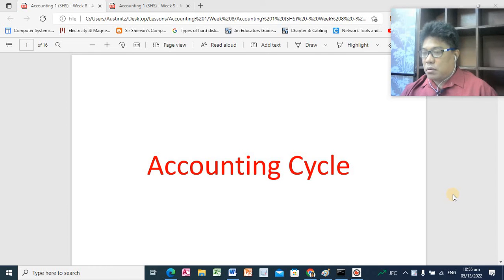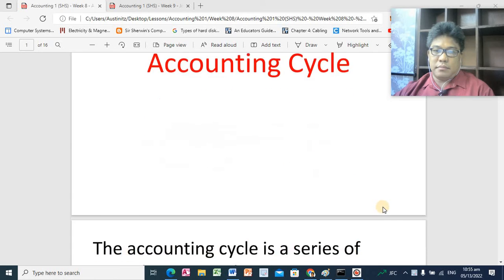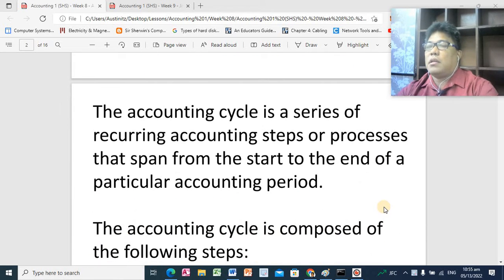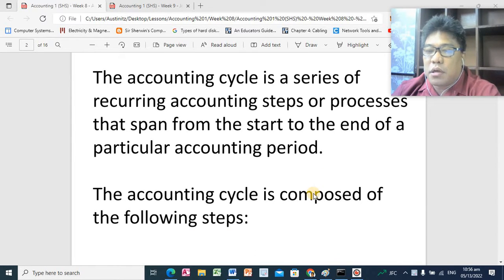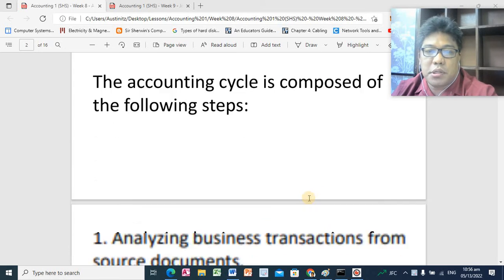Okay, so our topic for today is the accounting cycle. The accounting cycle is a series of recurring accounting steps or processes that span from the start to the end of a particular accounting period. The accounting cycle is composed of the following steps.